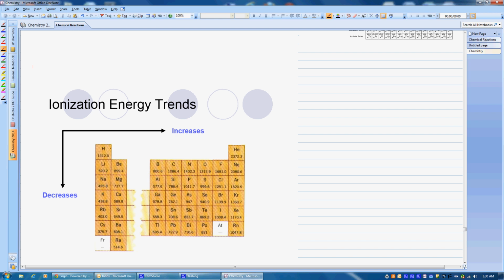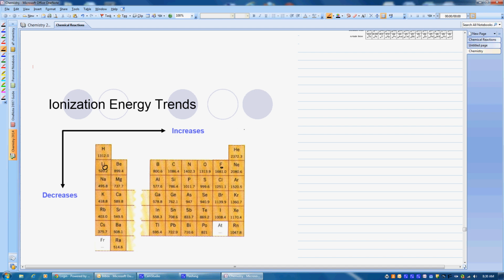As we go across here, we talked about how these atoms are bigger and these are smaller, so it takes more energy to get this electron away here than it does this one over here, because this one is further away from the nucleus.